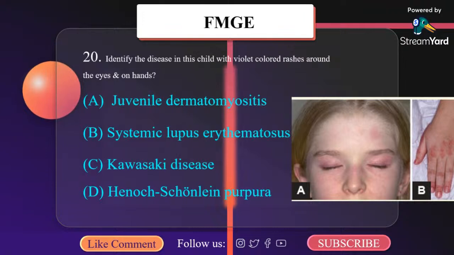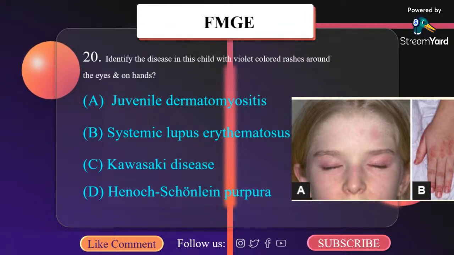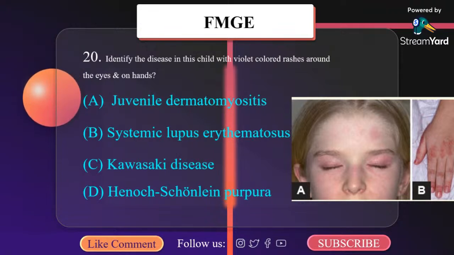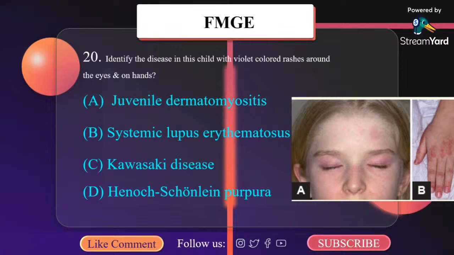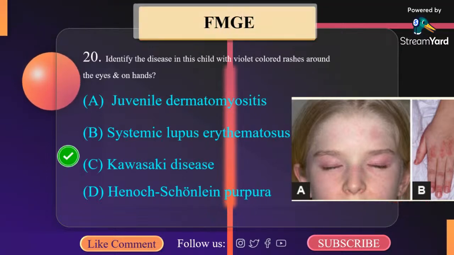Identify the disease in the child with violet-colored rashes around the eyes and on the hands. Is it juvenile dermatomyositis? Is it systemic lupus erythematosus? Is it Kawasaki disease? Is it Henoch-Schonlein purpura? It is Kawasaki disease.